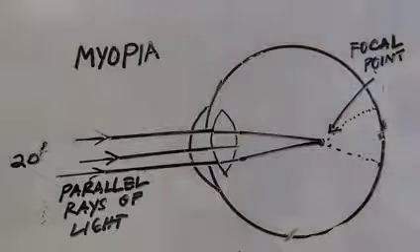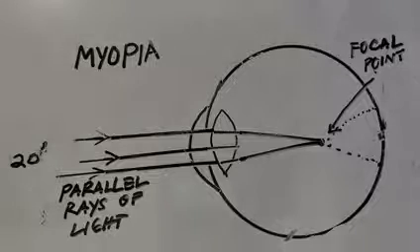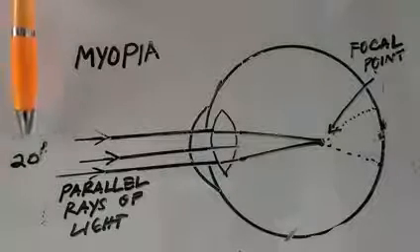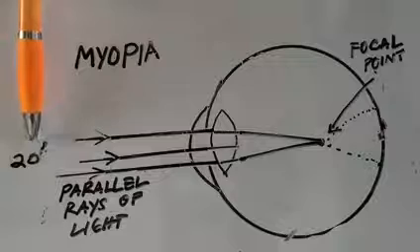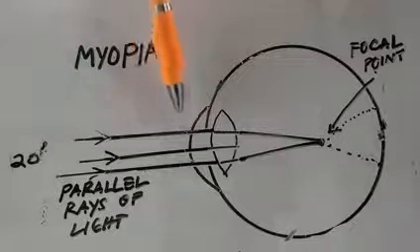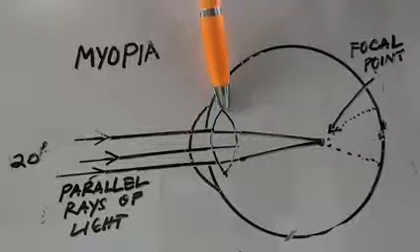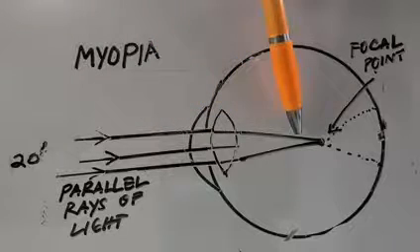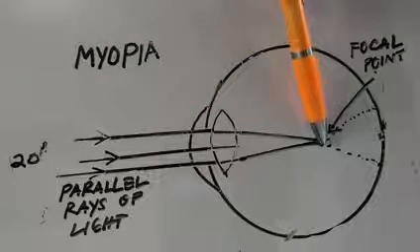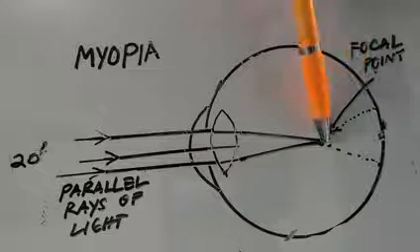So the next refractive condition of the eye that we will be talking about is myopia. Now, myopia in layman's terms is called nearsightedness. In this condition, parallel rays of light incident on the eye, with accommodation relaxed and the crystalline lens relaxed, will converge to a focal point that is in front of the retina.